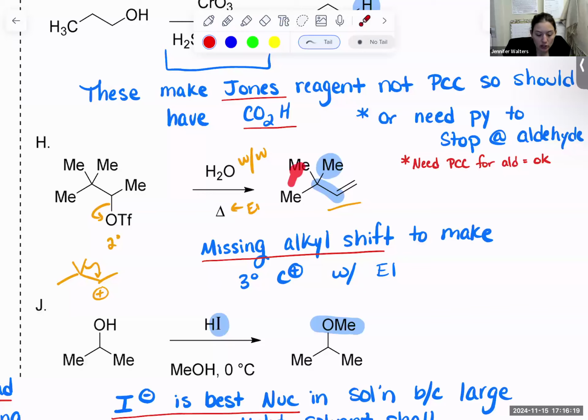Because if there was no chance of rearrangement, then this would have been the correct alkene for the E1 reaction. The error is the lack of the carbocation rearrangement. It was the fact that you didn't make your most stable carbocation before having the base deprotonate. So that was the error with H, you had to recognize that the rearrangement was missing. You're missing that alkyl shift. Any questions about H?